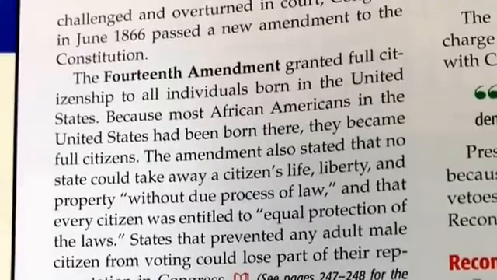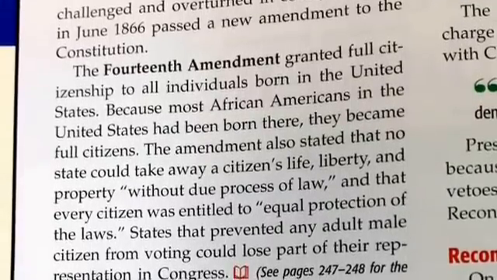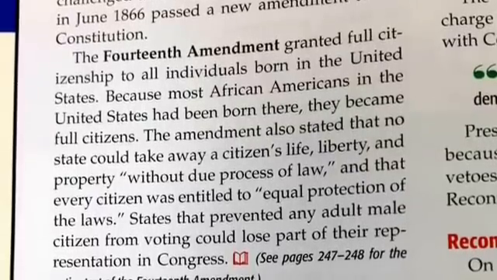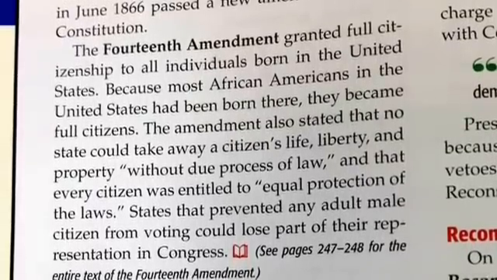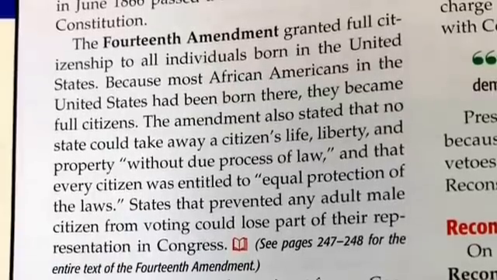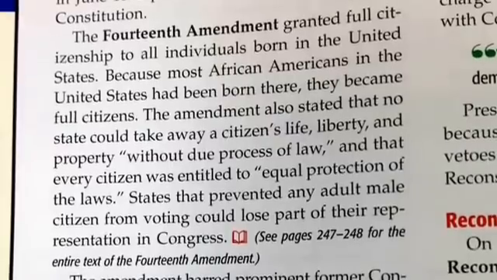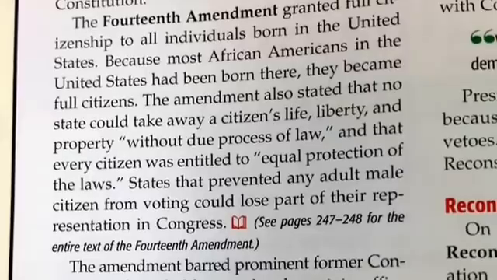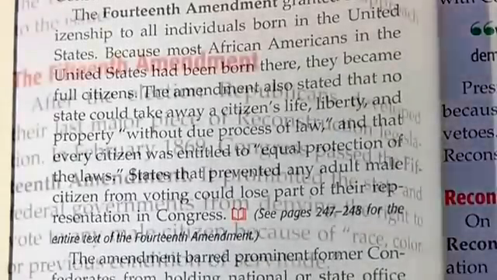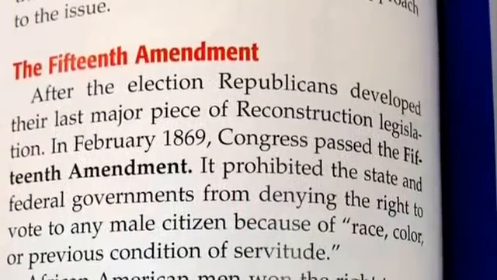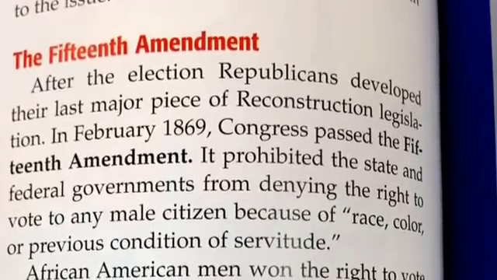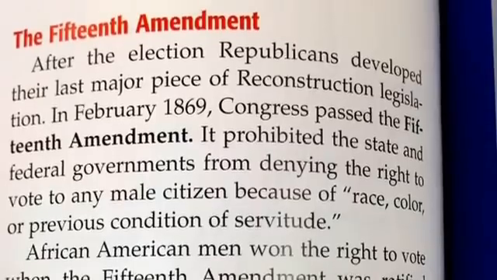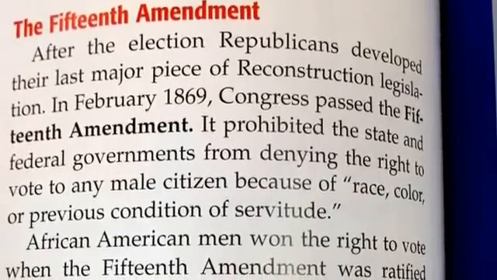The amendment also stated that no state could take away a citizen's life, liberty, and property without due process of law, and that every citizen was entitled to equal protection of the laws. States that prevented any adult male citizen from voting could lose part of their representation in Congress. So the 14th Amendment said that everyone was equal, but remember, women still couldn't vote. So after the 14th Amendment saying that everybody is equal except for women, now we have an amendment guaranteeing everybody that's male the right to vote.